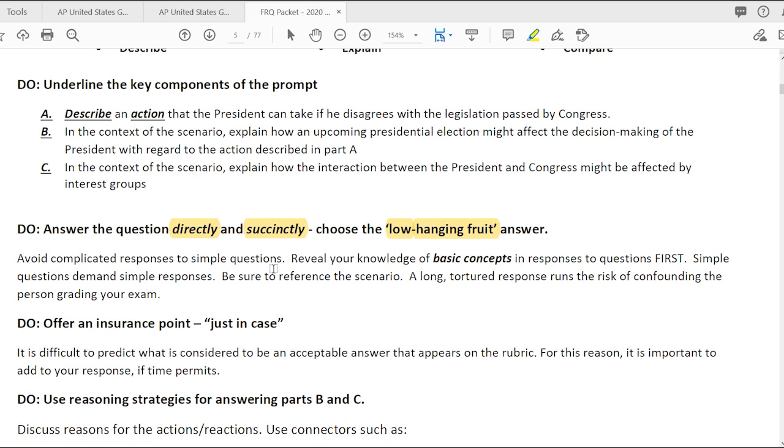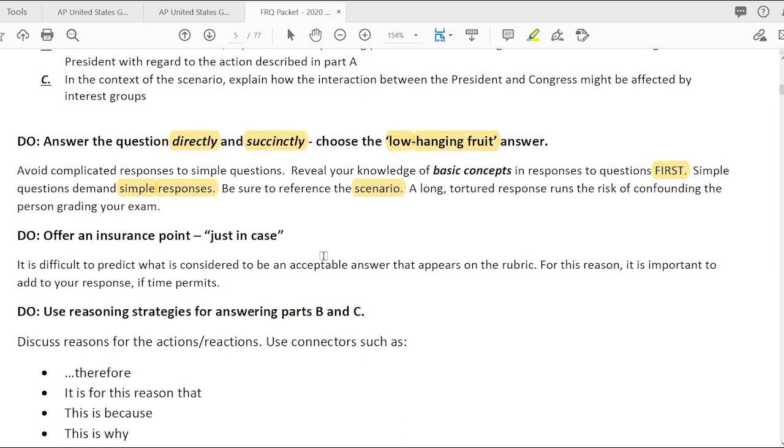Avoid complicated responses to simple questions. Reveal your knowledge of basic concepts in responses to the question first. Simple questions demand simple responses. Be sure to reference the scenario. A long, tortured response runs the risk of confounding the person grading your exam. And yes, all of the exams this year, it looks like, are going to be graded through the internet, no in-person grading. So we'll see how that goes.